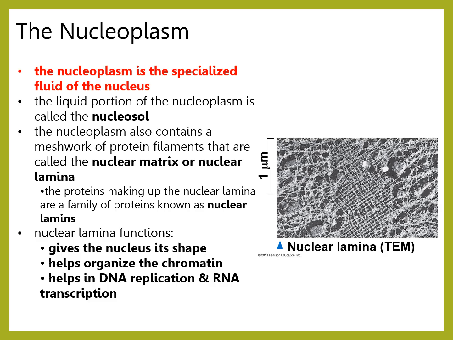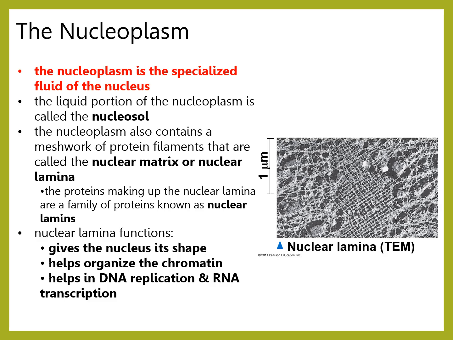Over here on the right-hand side, you see a picture of what these protein filaments can look like under the transmission electron microscope. The proteins that make up the nuclear lamina are varied and well described. There is a family of them that are called nuclear lamins. As a matter of fact, the majority of our nuclear lamina proteins are called nuclear lamins.